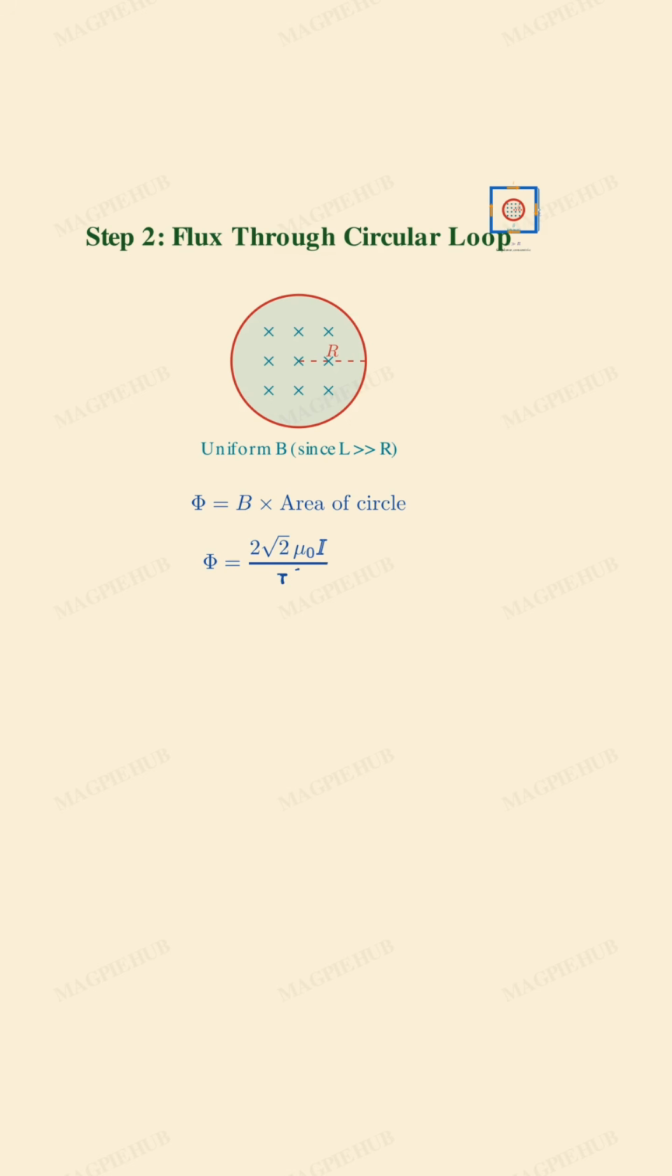Step 2. Calculate the magnetic flux through the circular loop. Since L is much greater than R, the magnetic field is approximately uniform over the small circular loop. The flux equals B times the area of the circle, which is pi R squared. Substituting, phi equals 2 root 2 mu naught I over pi L times pi R squared. The pi cancels, giving us phi equals 2 root 2 mu naught I R squared over L.